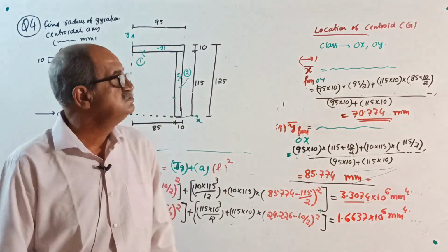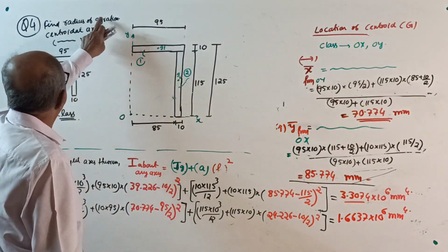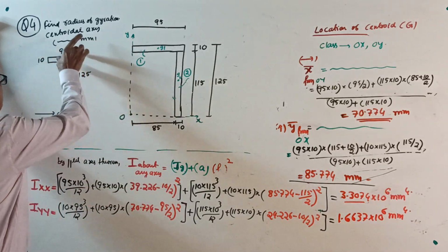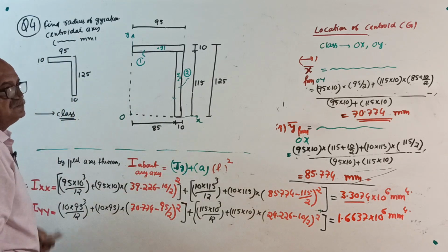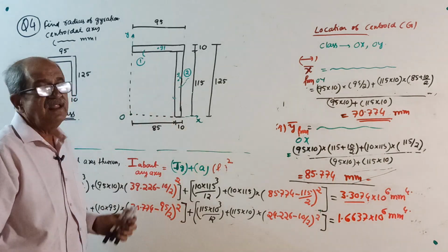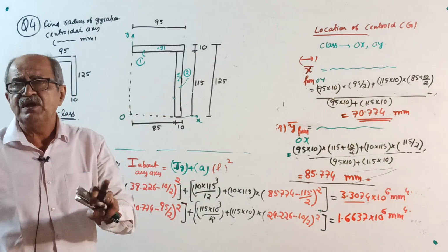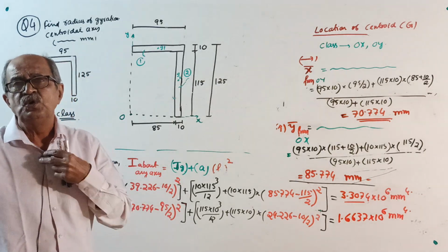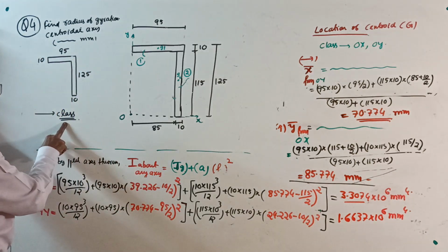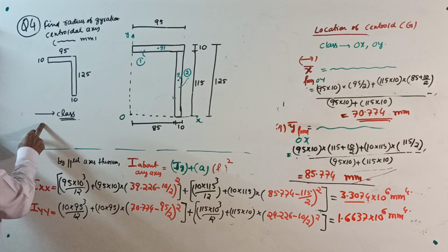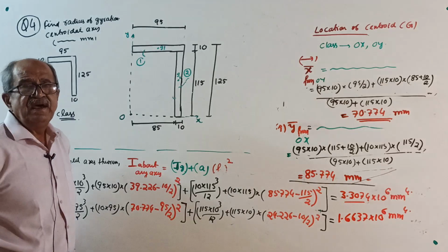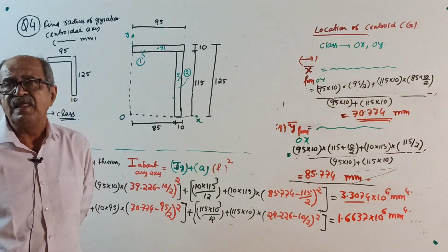Question number 4. Find the radius of gyration about the centroidal axis. 125 mm, 95 mm, both are 10. You can make a small note at the end of the class. This is a standard angle given in the IS handbook, which I will come to later. That is for those who want steel structure knowledge. Okay, start. I won't write everything. Required to find: the radius of gyration about the centroidal axis.